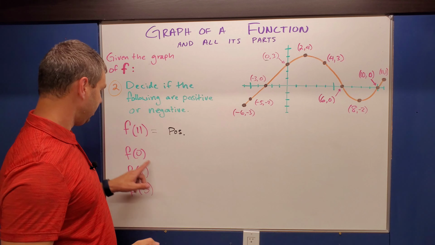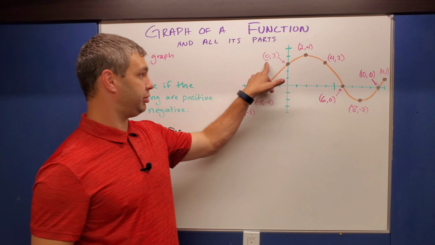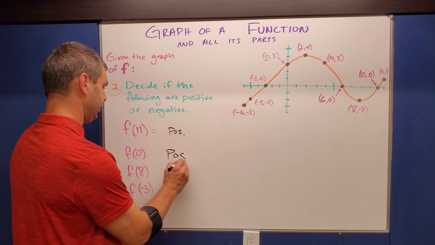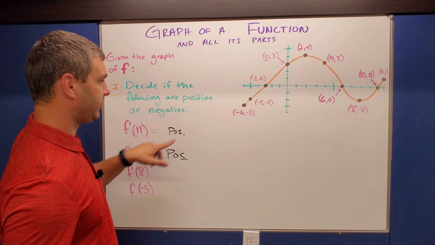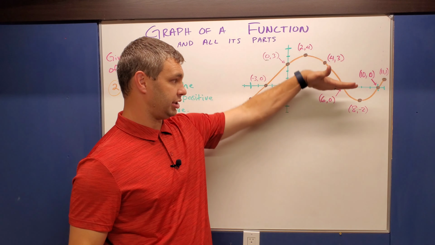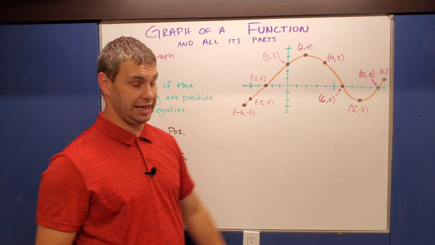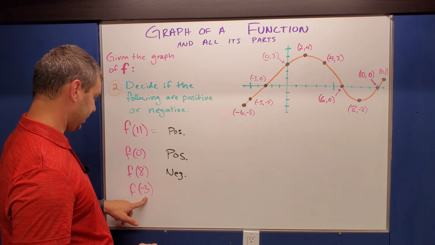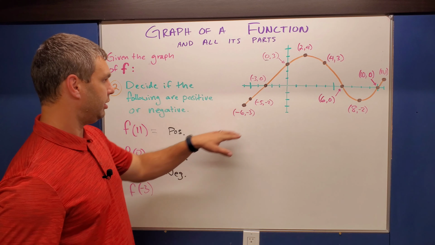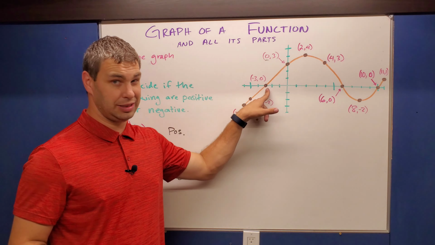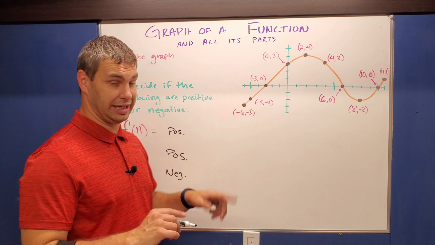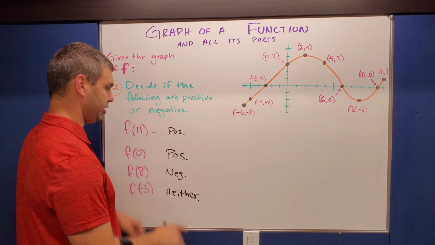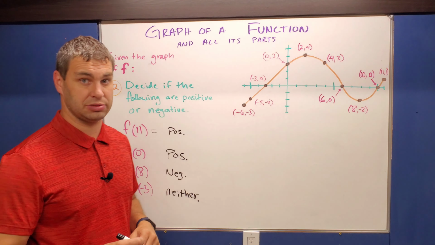I'll abbreviate. F of 0, the input at 0 is, again, a +3. So that's positive. F of 8, let's see, the 8 is down here. So that's below my x-axis, so it's going to be negative. And then the last one, f of -3. At -3, it is 0, which is neither positive nor negative. So we're going to say neither. So whether it's positive or negative, or the last one is neither.